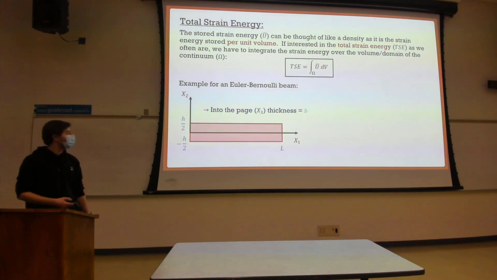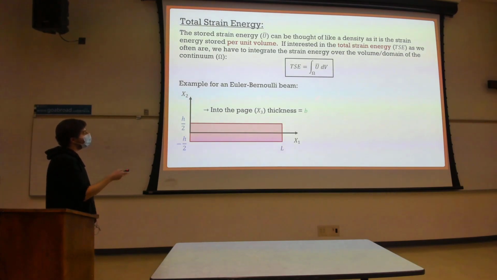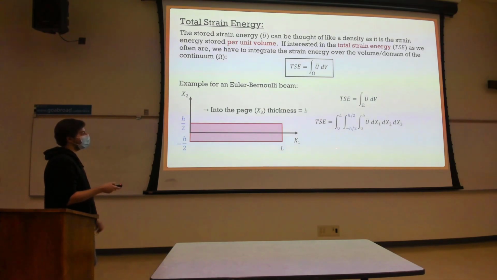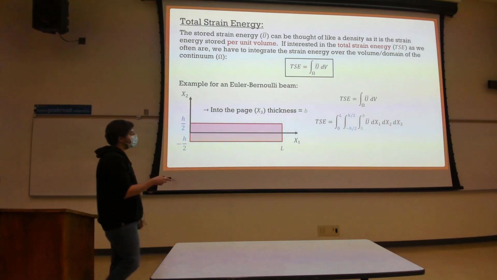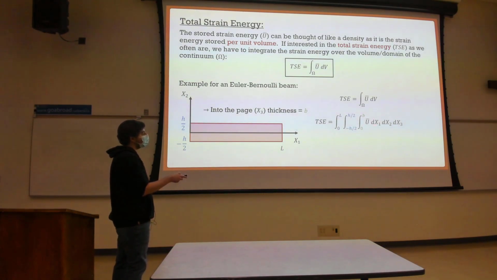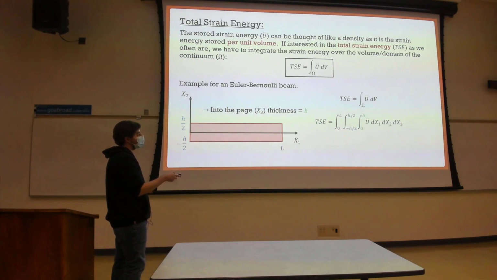Yes, hopefully. If I wanted a total strain energy and I knew what U bar was, so this same formula, well, this would actually be this. Again, all I'm doing is integrating over every direction. So these are in backwards order. I realize this now. So it'd be the integral from 0 to b in the x3 direction, not x1, x3. Then the integral from negative h over 2 to h over 2 in x2, and then the integral from 0 to L in the x3 direction.